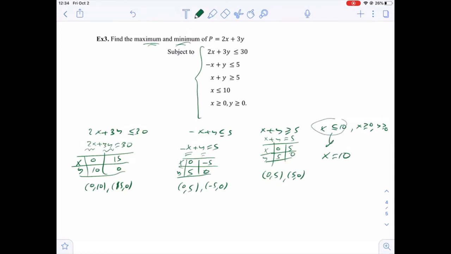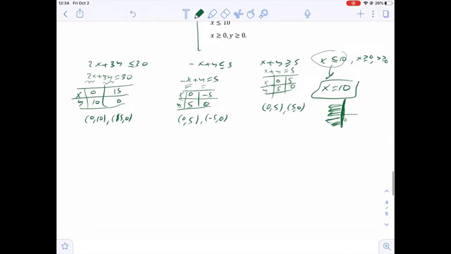When we say x is less than or equal to 10, this is 10 here, less than or equal to 10, that means to the left of that line. X equals 10 is a vertical line, and less than or equal to this means to the left of this line. Now let's graph the region.